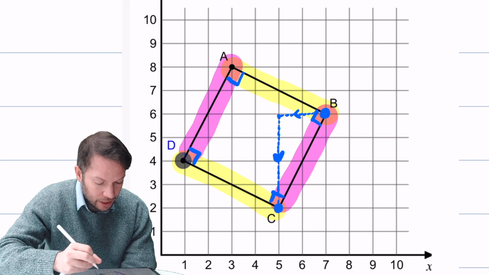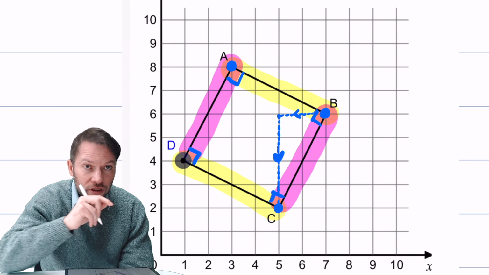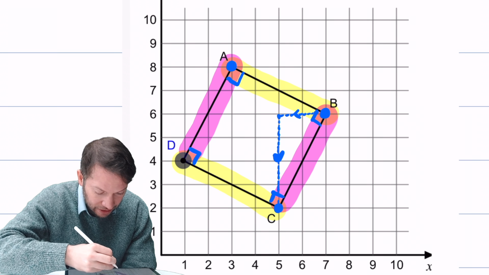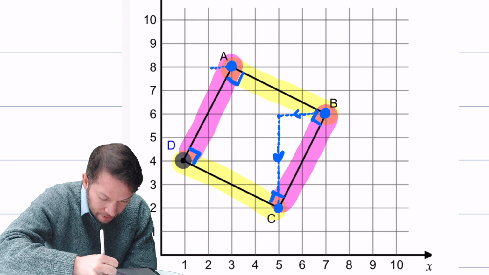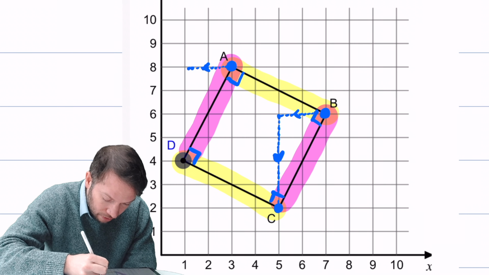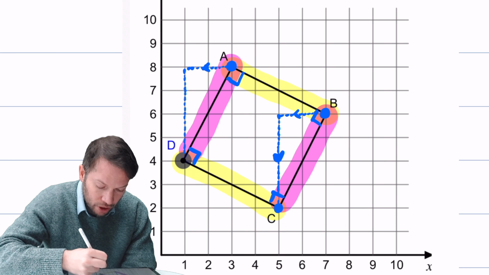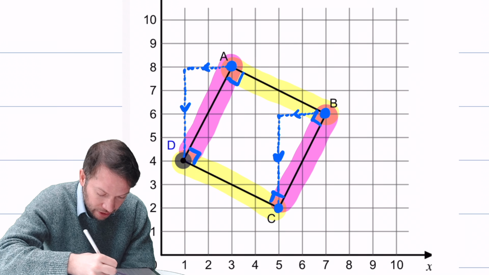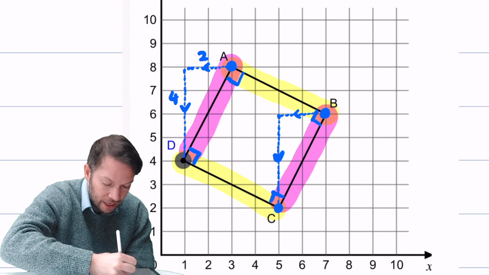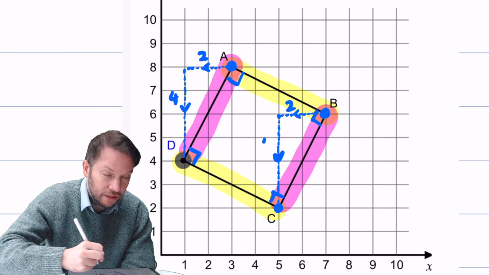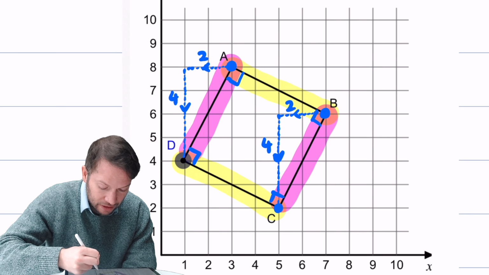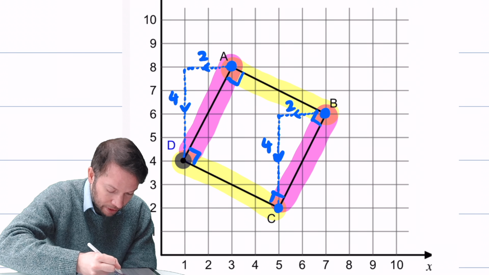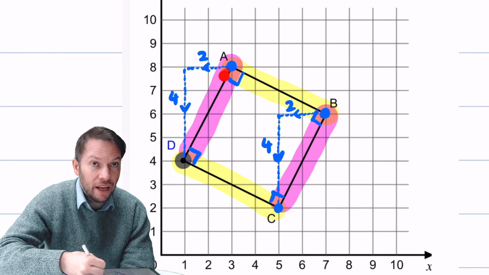Now, if I start from point A, I want to do the same route to get to D, if I'm at the right point for D. So if I go 2 squares left again, and I go 4 squares down, 1, 2, 3, 4, you can see I get to the right point. So this was 2 squares, this was 4 squares, and over here, this was 2 squares, and this is 4 squares. So it's got to be the same in order for D to be in the right point. However I travel from B to C, I would do the same from A to D.